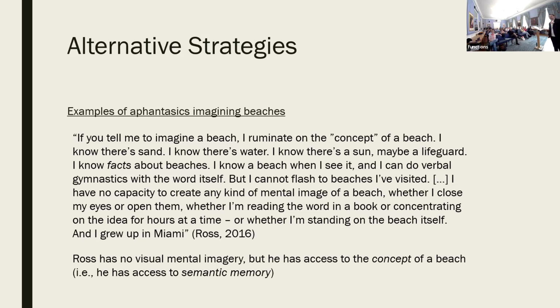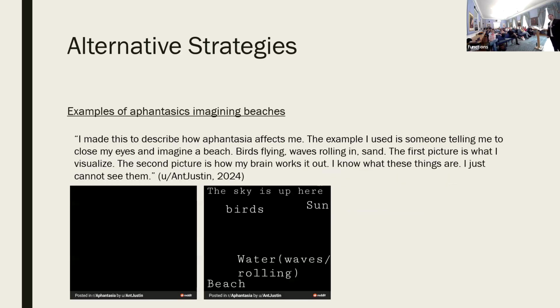And now let's look at another example. This is from a Reddit post on the subreddit on Aphantasia from the user &Justin. He posted these two pictures with the following description: I made this to describe how aphantasia affects me. The example I used is someone telling me to close my eyes and imagine a beach. Birds flying, waves rolling in, sand. The first picture is what I visualize. The second picture is how my brain works it out. I know what these things are, I just cannot see them.